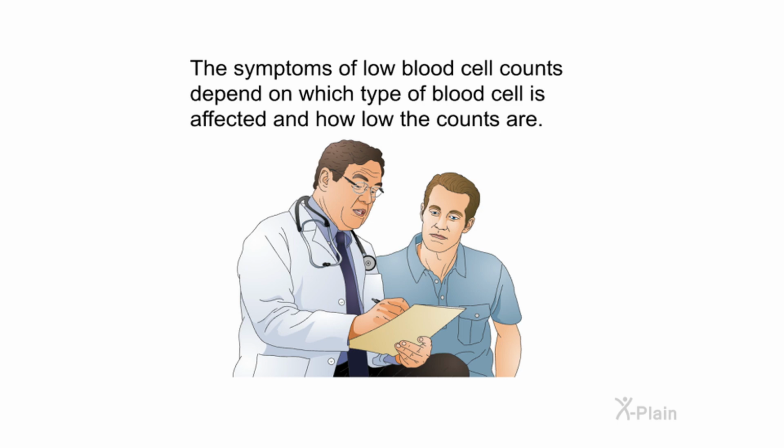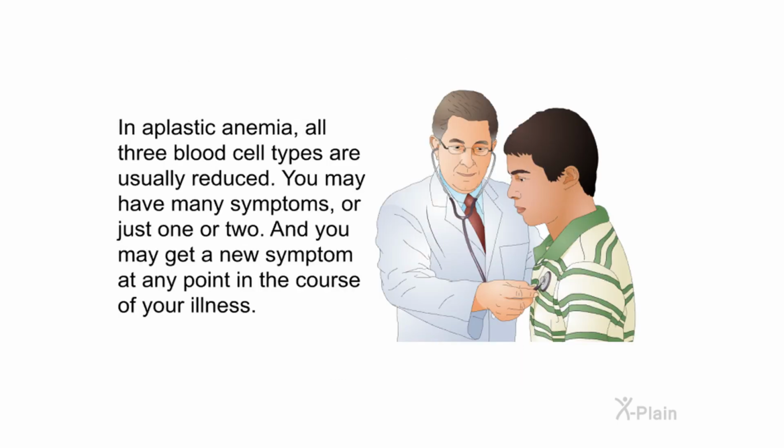The symptoms of low blood cell counts depend on which type of blood cell is affected and how low the counts are. In aplastic anemia, all three blood cell types are usually reduced. You may have many symptoms or just one or two, and you may get a new symptom at any point in the course of your illness.